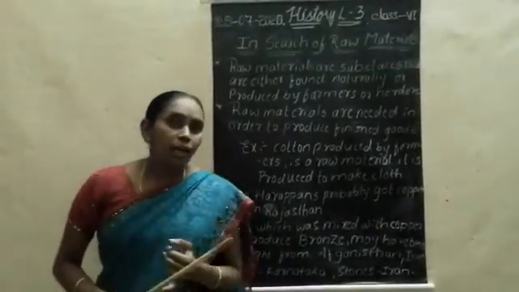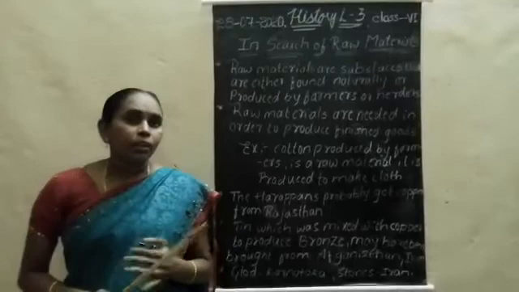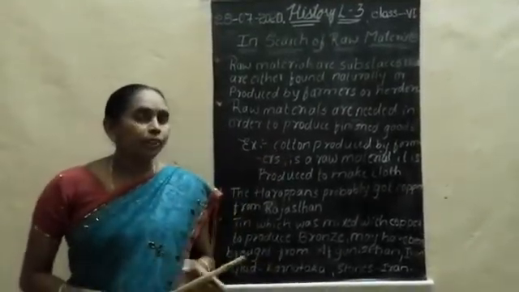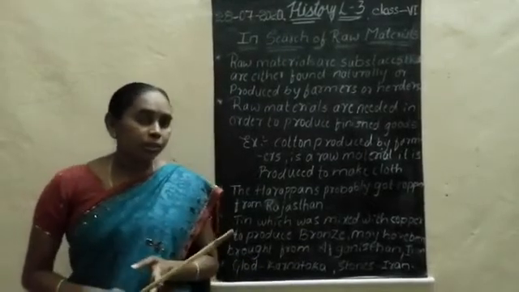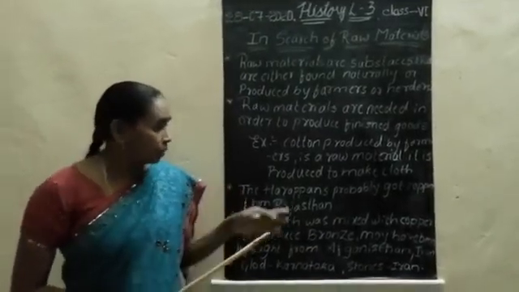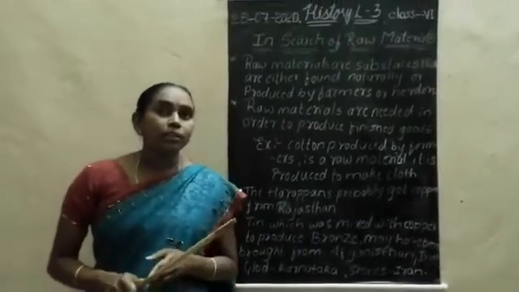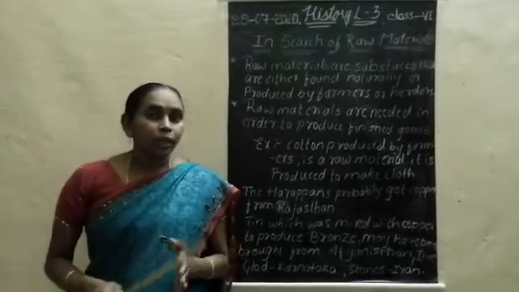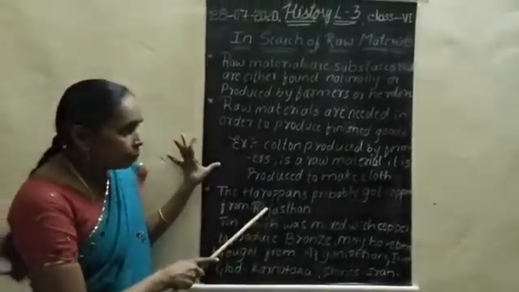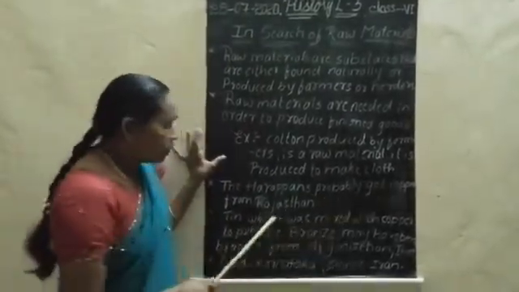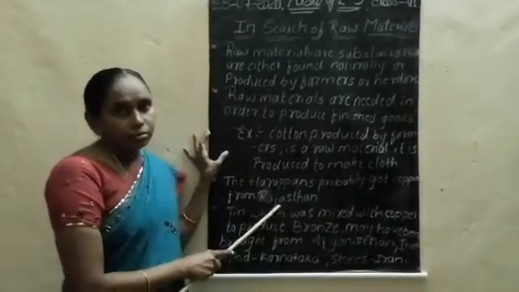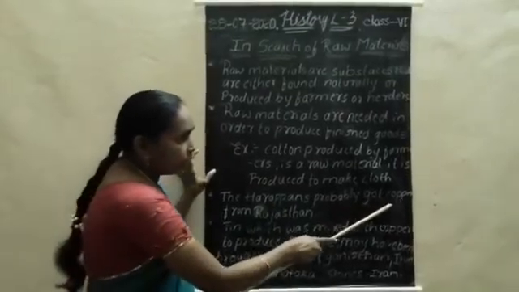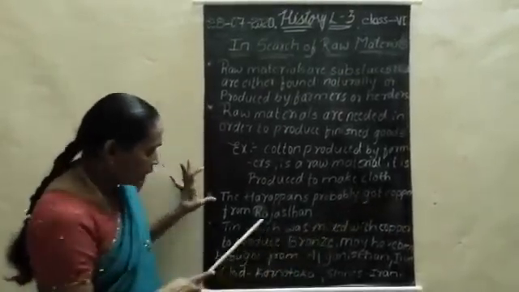Now here, the Harappa and Mohenjo-daro people collected the raw materials. Farmers produced cotton and different kinds of goods, herders reared different kinds of animals, and the rulers sent some people to other lands to collect raw materials. The Harappan people got copper from present-day Rajasthan.